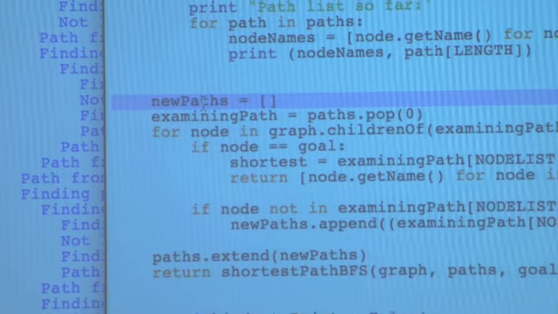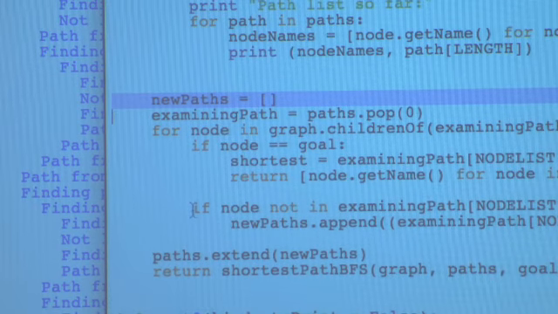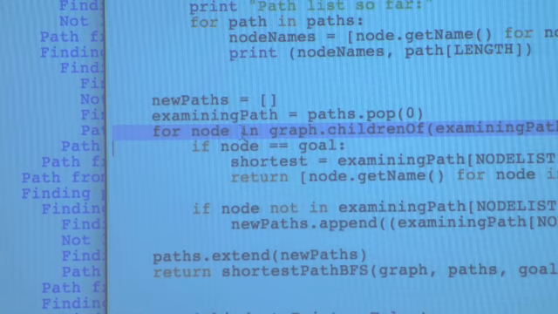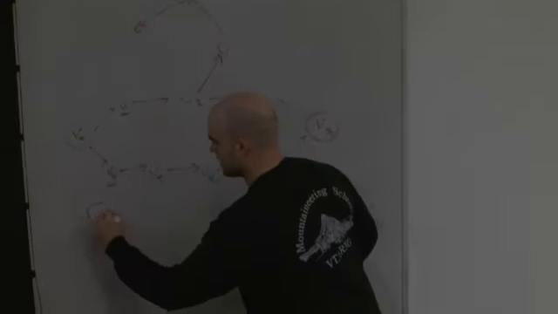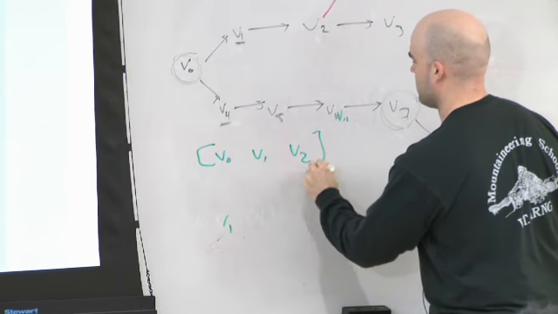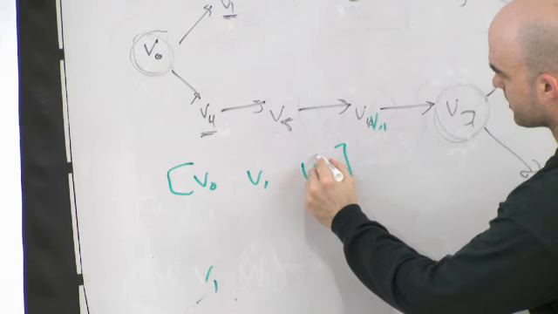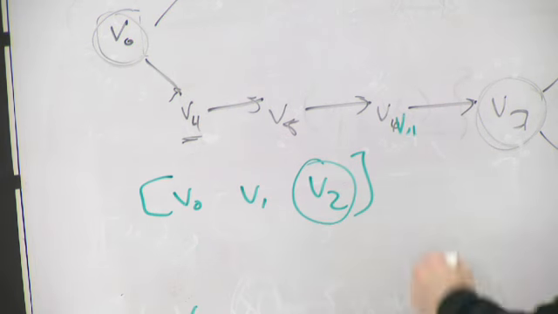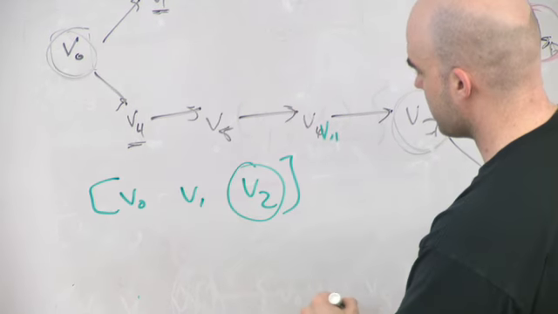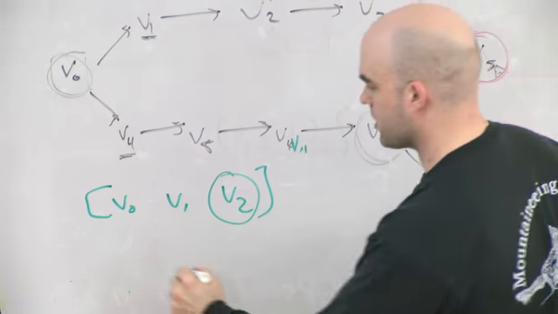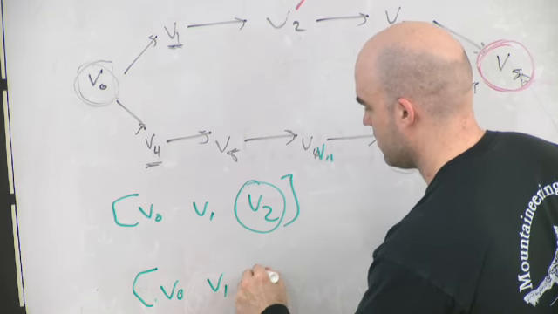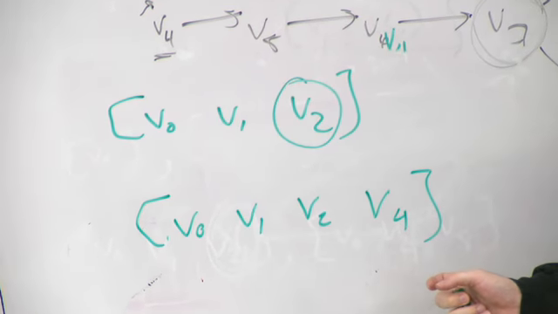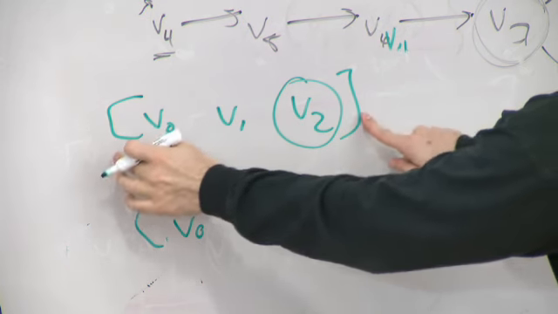So it's saying, let's say that this is my partial path. What it's doing is it's looking at this last node in this path, and it's saying, what are all the children of this node? And if none of the children are the goal node, then it's going to create a new set of paths that are composed of this path plus all the children.